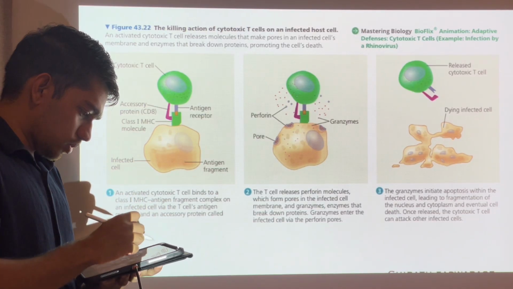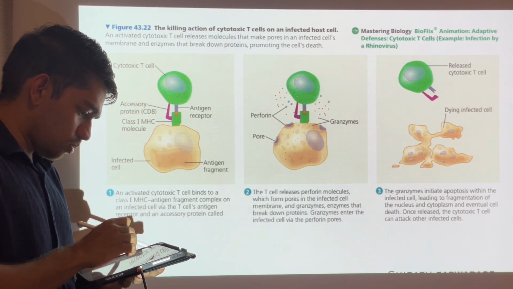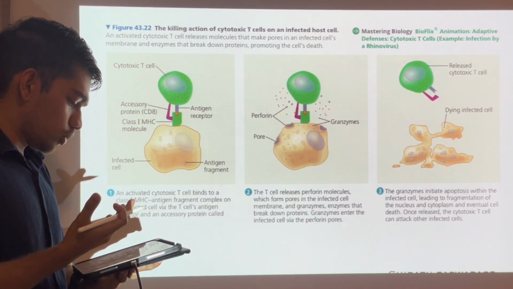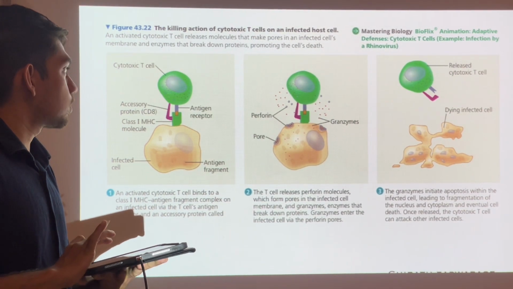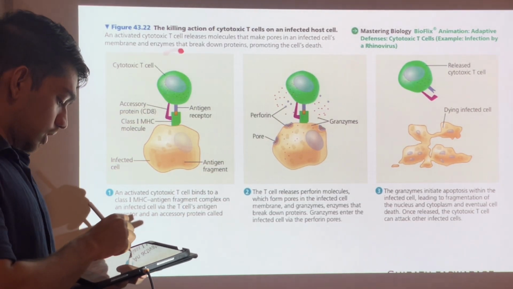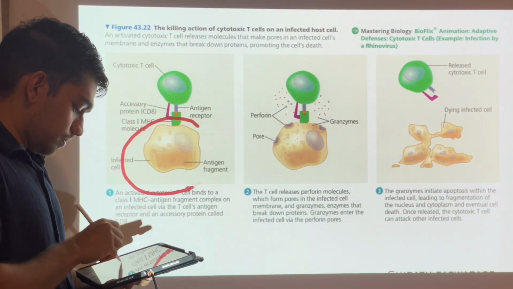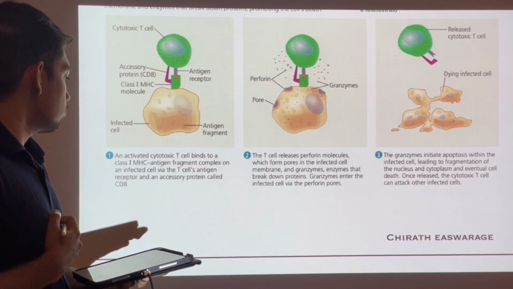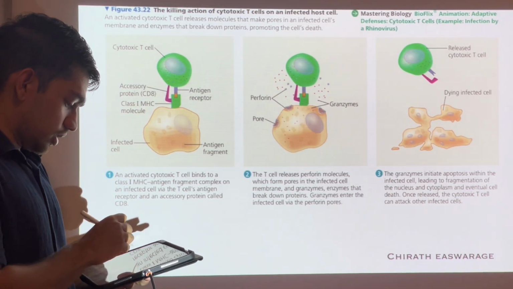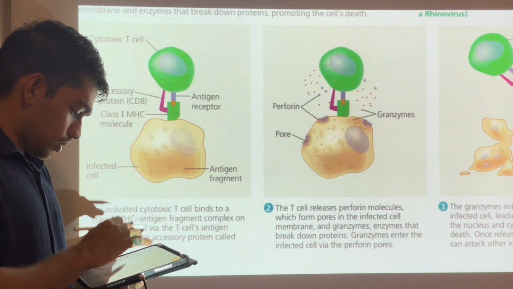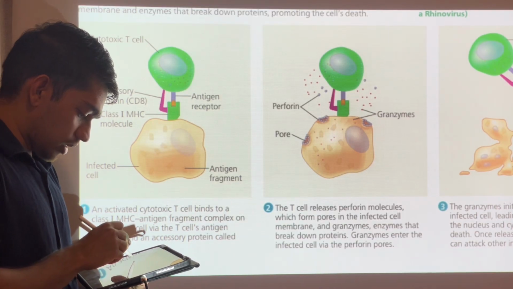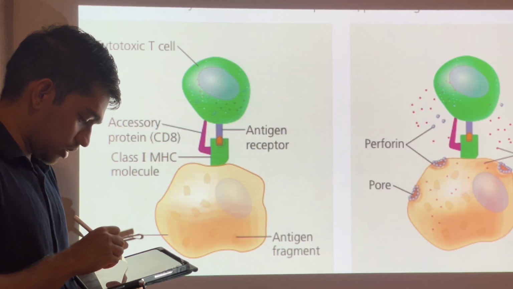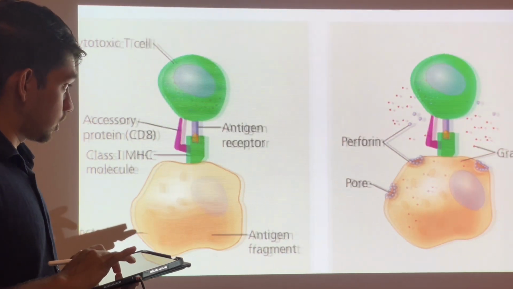An activated cytotoxic T cell will release molecules that make pores in an infected cell's membrane, and it will also release enzymes that break down proteins, promoting the cell's death. So this is the cytotoxic T cell, and this is the infected cell, right? You don't need these accessory proteins anyway. This antigen is identified by the antigen receptor. Can you see? This is the antigen, and the antigen receptor is here, attached to the cytotoxic T cell.